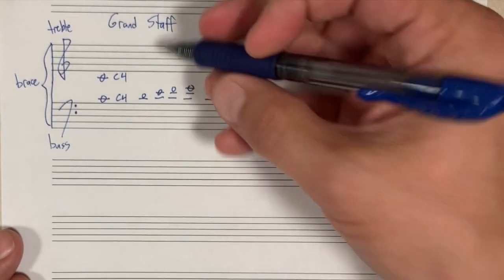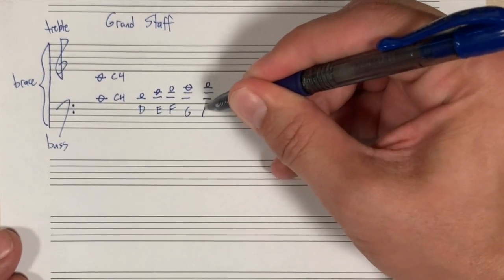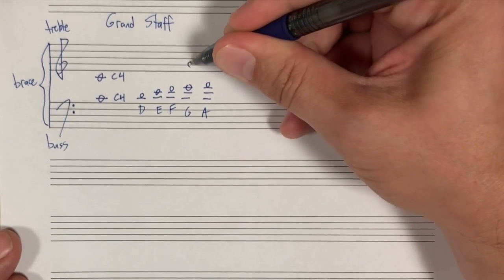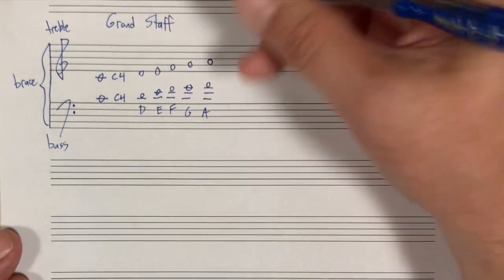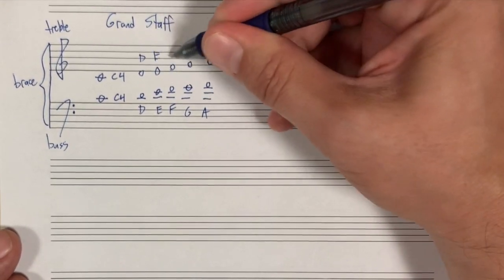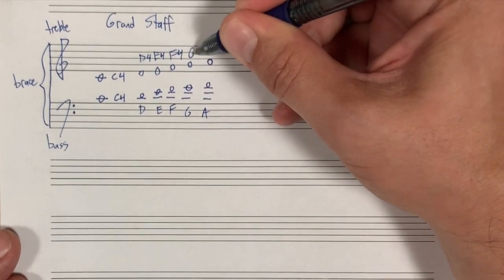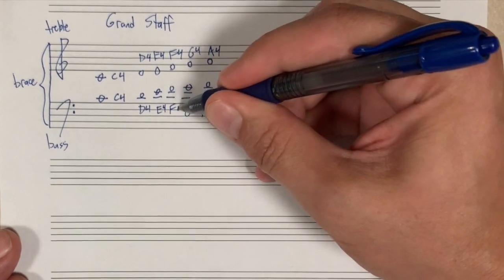And you might be thinking, well, if that's a C and this is a D and an E, an F and a G and an A, isn't that stupid? Shouldn't we just write it up here or here or here or here or here? Because these are the same exact notes. These are all C4, D4, E4, F4, G4, A4.